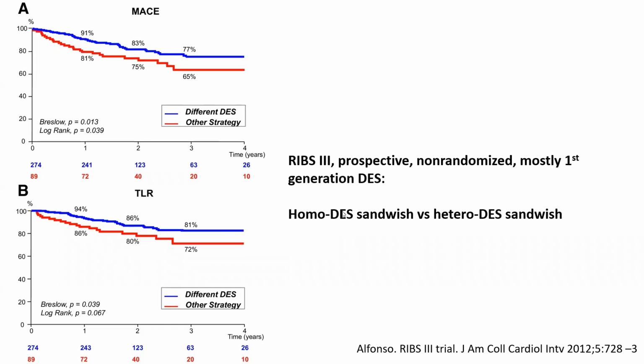Unfortunately, the only decent data is from a study called RIBS-3. It wasn't a randomized trial. It's a prospective, non-randomized study, mostly first-generation DES. It suggested that putting a different type of stent, what we call hetero-DES sandwich, is associated with better long-term outcome than using Homo DES sandwich. But there were a lot of pitfalls in that study. I won't go over them. Still, it's common sense to try to use another stent, whether different stent design, platform, and or different stent drug.